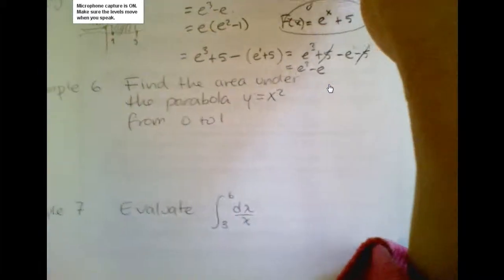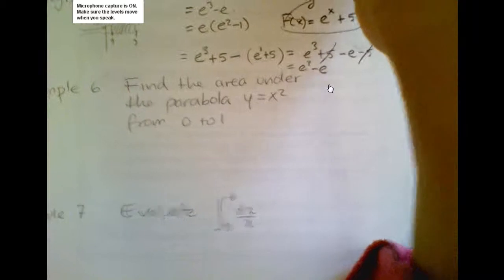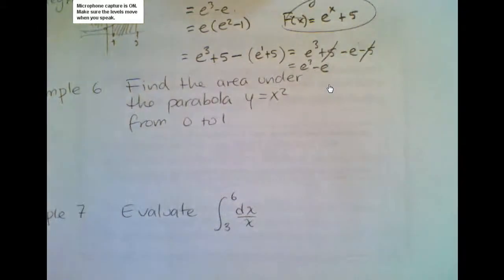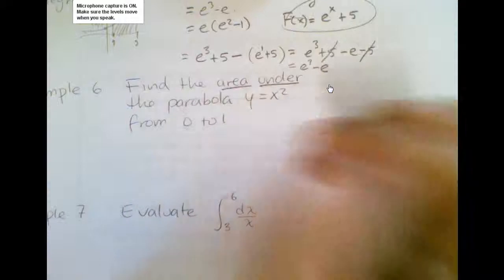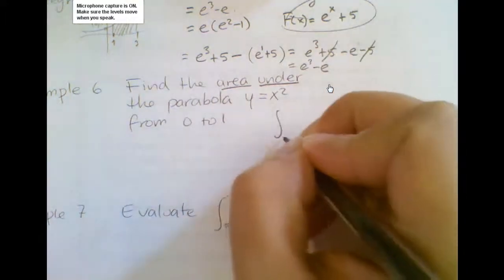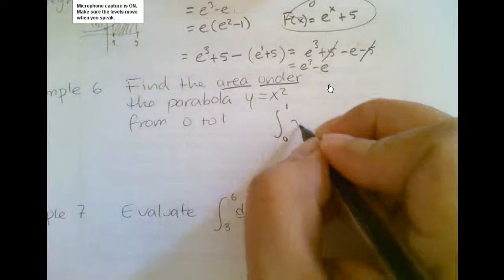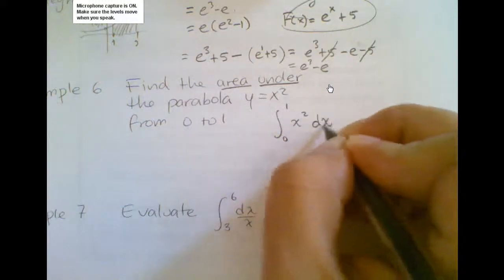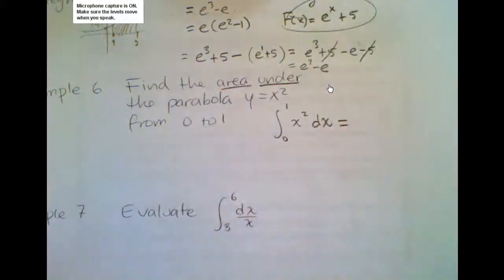Now example 6 says find the area under the parabola y equals x squared from 0 to 1. They don't give me an integral. They don't even suggest that I use the integral, but I have to know that I have to use the integral whenever they ask me for the area under some curve. So I know that I have to find the integral between 0 and 1 of x squared. Don't forget the dx. If you don't write dx, then this will be wrong.